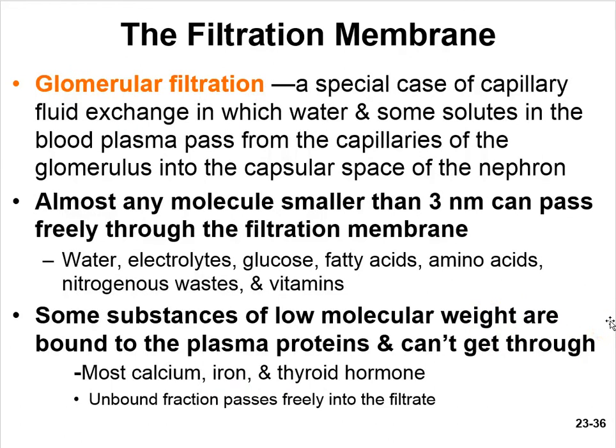Glomerular filtration is a special case of capillary fluid exchange in which water and some solutes in the blood plasma pass from the capillaries of the glomerulus into the capsular space of the nephron. So almost any molecule smaller than 3 nanometers could get through, and some substances of low molecular weight are bound to the plasma proteins and can't get through, and so that actually keeps calcium, iron, and thyroid hormone in the blood.